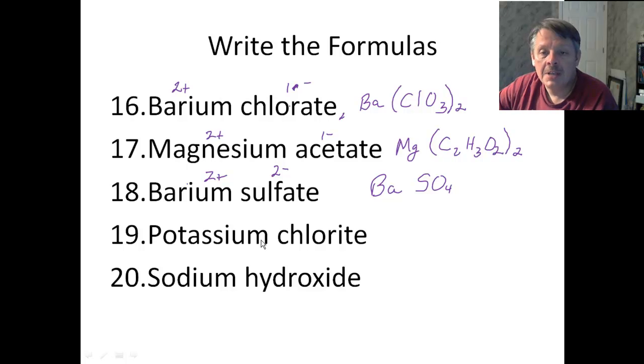How about potassium chlorite? Well, potassium is K, and chlorite, well, that's real close to chlorate. Chlorate is ClO3. And remember that if you have an ite, it has 1 less oxygen. So it would be ClO2. So even without looking that up, if you knew what chlorate was, you could figure out what chlorite was. Potassium has a 1 plus charge, and chlorite has a 1 minus charge. So your final answer is KClO2.